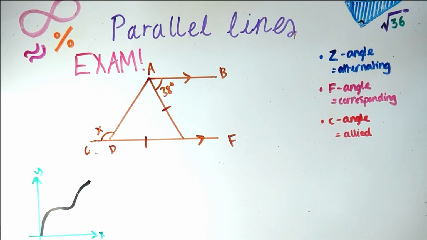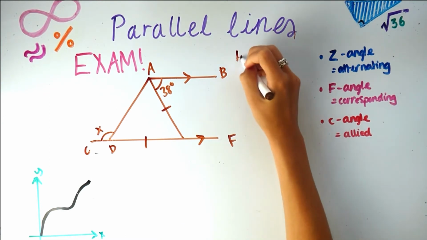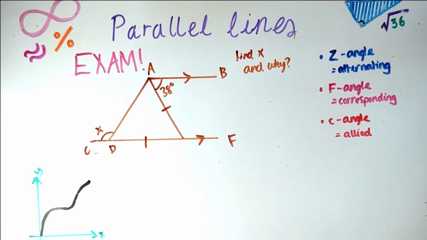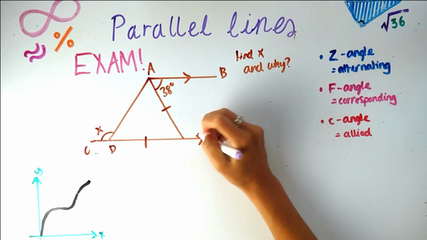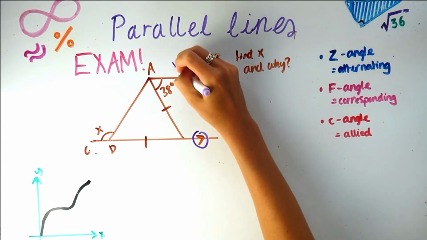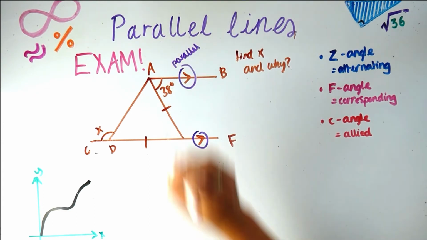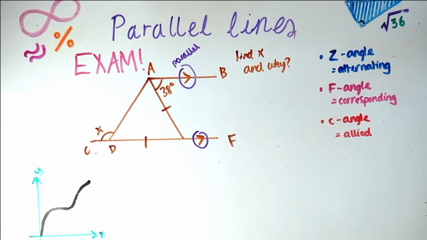Okay, so this is our final example, and we have to find x. So first of all, we've only been given one angle, so the first thing I would do is notice that it's got these arrows here. So it's telling me they're parallel lines, and I'm looking for angles, so I know I'm going to have to find Z angles, F angles, and C angles.